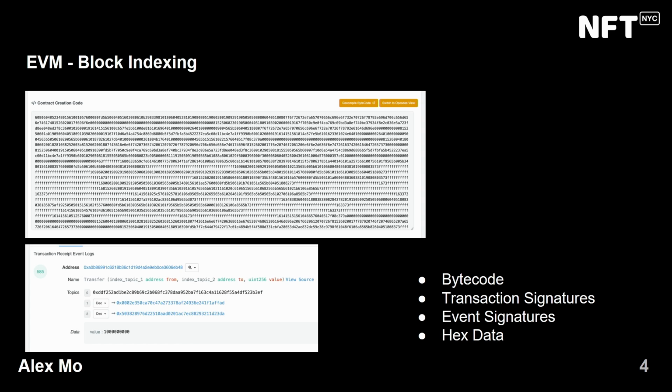So if anyone is familiar, for querying the blockchain, you can go to a website called etherscan.io, which is for querying the Ethereum blockchain. And with this, you can look and find the transaction signature, which is based on the contract code, and find the hex data and events data that will tell you if something is an NFT.